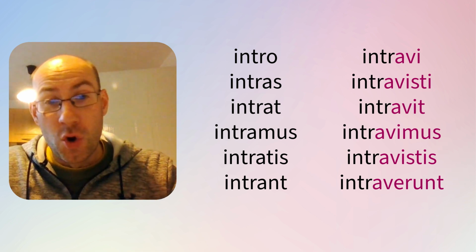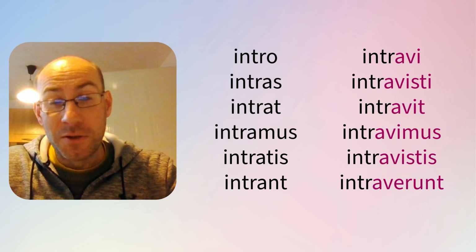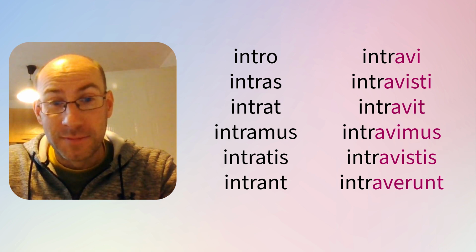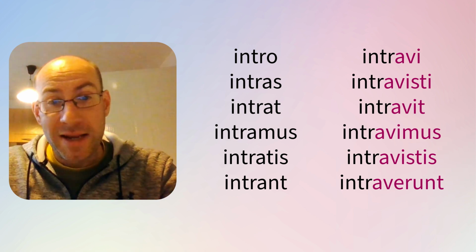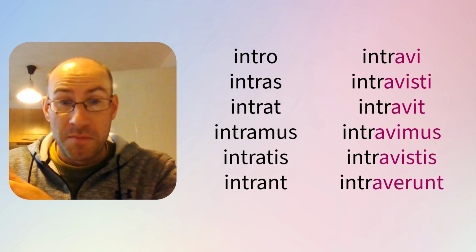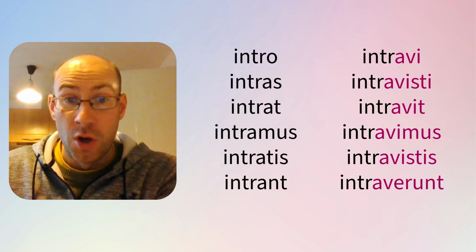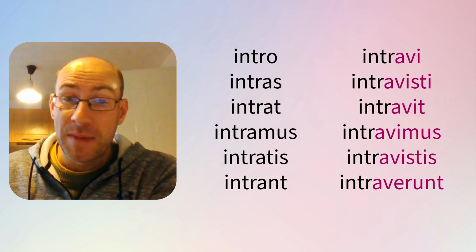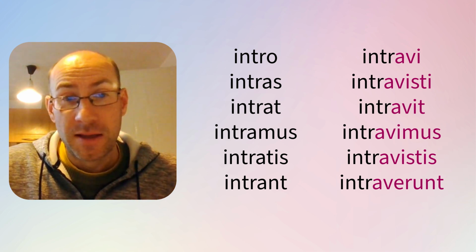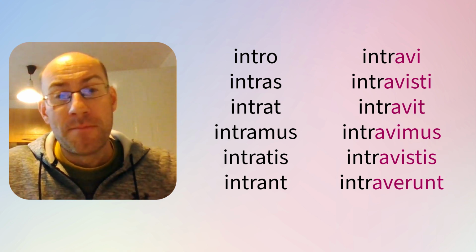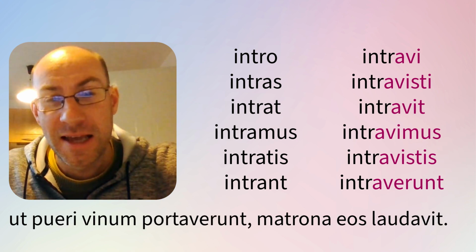Portaverunt. Ubi or ut, pueri, when the boys, subject. Vinum, object, neuter. Portaverunt. Next clause, the main clause. The matron praised them. Now, masculine plural, it's going to be eos. Him will be eum, her eam. Them can either be eos or eas. Because we've got two boys, it's going to be eos, masculine. And she praised using laudare, matrona, eos, laudavit, vit at the end.